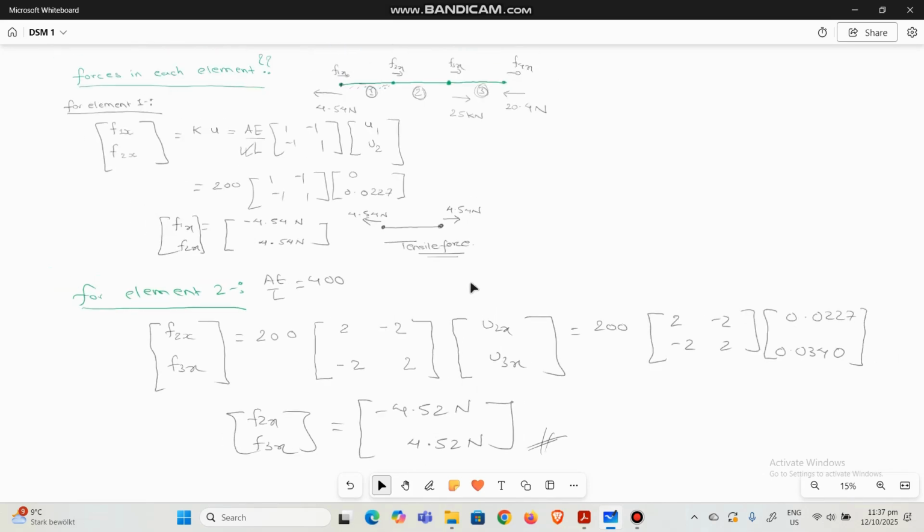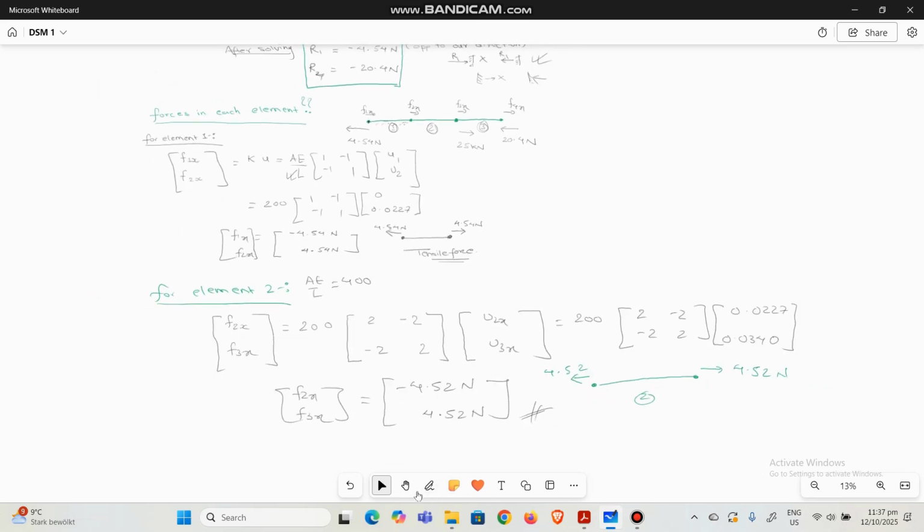If I zoom out a little bit, we again get this figure. If we see this only, this is element 2, and this minus 4.52 means it's going this way, and this one is going that way because it's positive, and it's fine. So now let's go for element number 3.